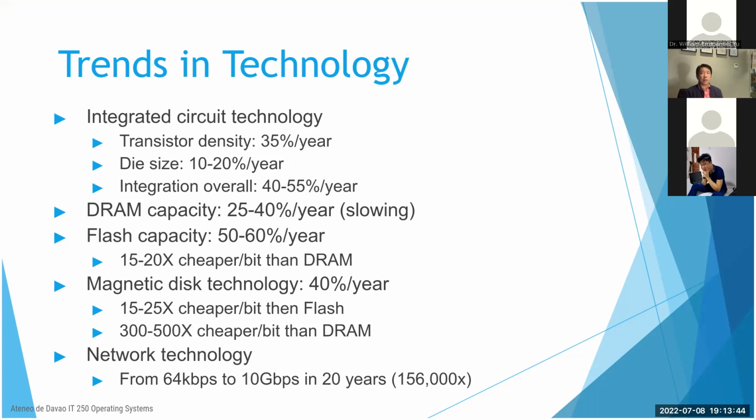Second point is memory is also growing faster at 25 to 40% per year. However, if you notice, the growth in memory capacity is way slower than the growth in CPU capacity. As a matter of fact, we do have a global chip shortage, and the majority of the chip shortage is actually in the memory space. Flash capacity, which is our disks today, are mostly flash or solid state disks. That means they don't have moving parts.